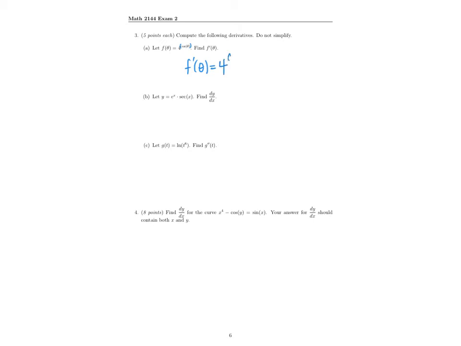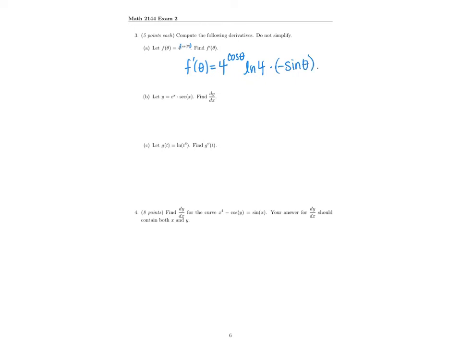4 to the cosine theta times the natural log of 4. So that's the derivative of the outside part, 4 to the x, 4 to the something. And then I want to multiply that by the derivative of the inside. The derivative of cosine theta is negative sine theta.